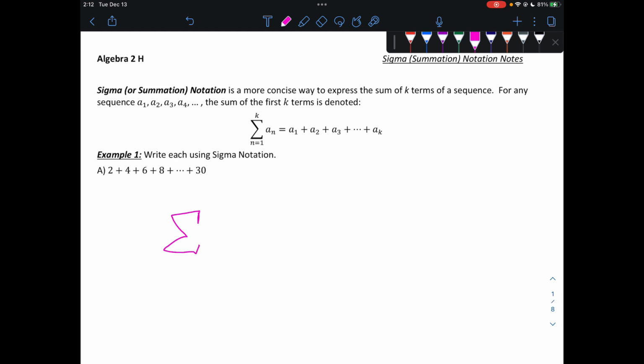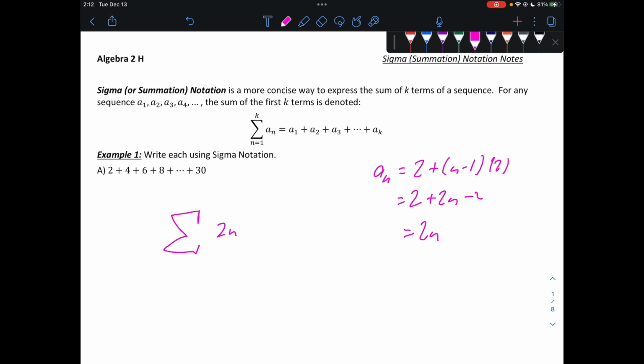Always write the nth term next. So the nth term is the explicit formula. You can just look at this and know what the nth term would be, or if it's arithmetic or geometric, you can use what we've learned recently to write the explicit formulas for those. This one is actually arithmetic. So a sub n would be 2 plus n minus 1 times 2, which is 2 plus 2n minus 2, or just 2n. Okay, so this is going to be 2n.